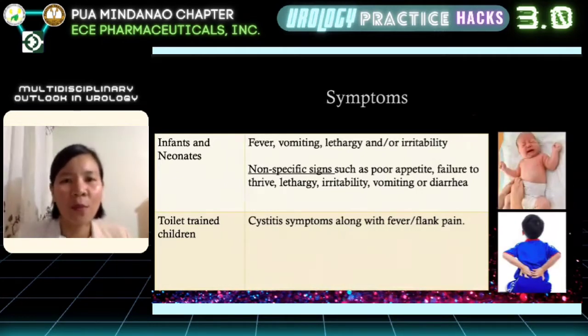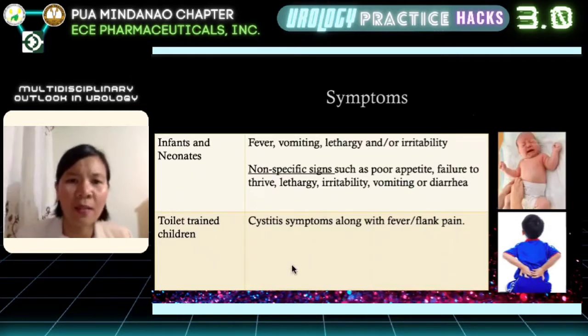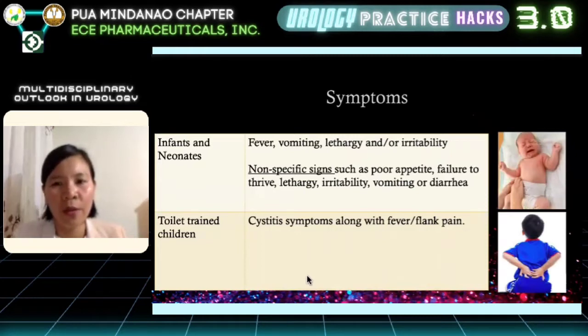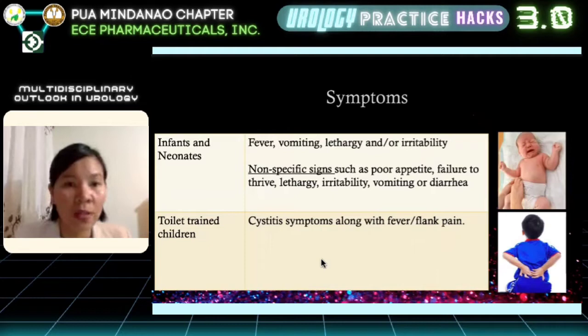This age group is quite challenging when we make the diagnosis for UTI, because symptoms in infants and neonates are very vague and non-specific. Symptoms such as poor appetite, failure to thrive, lethargy, irritability, vomiting, and diarrhea can also represent other diseases apart from UTI. Toilet-trained children are more able to describe their symptoms and localize them to the urinary tract, such as they can complain if they have flank pain or suprapubic pain.